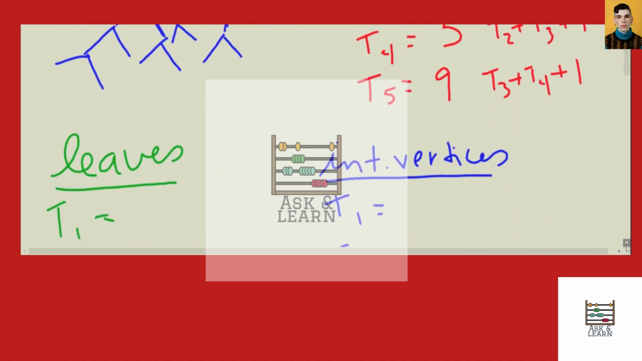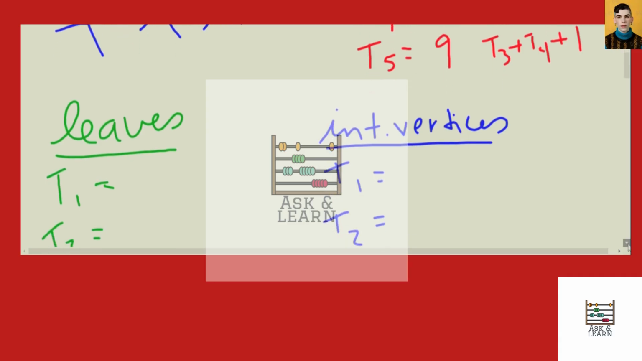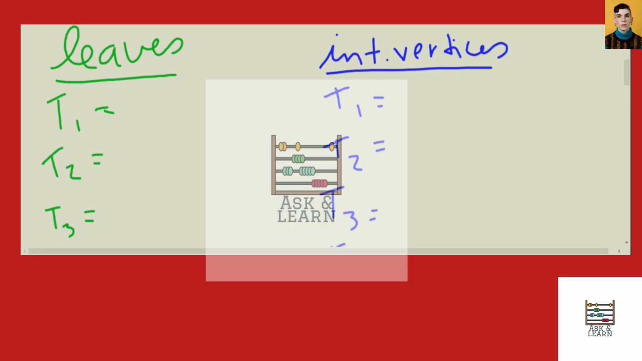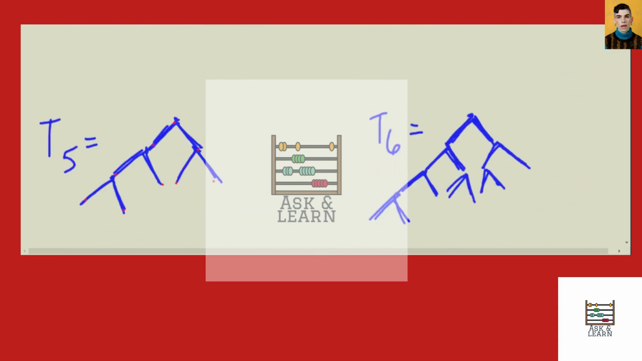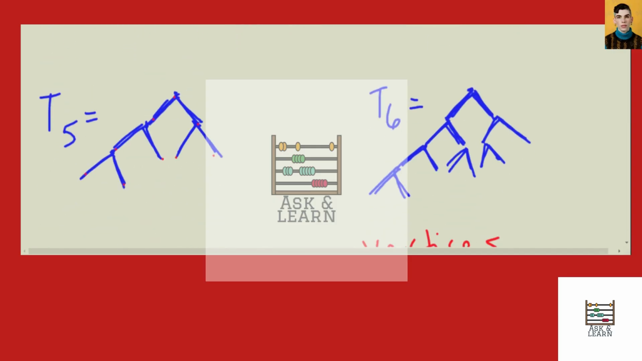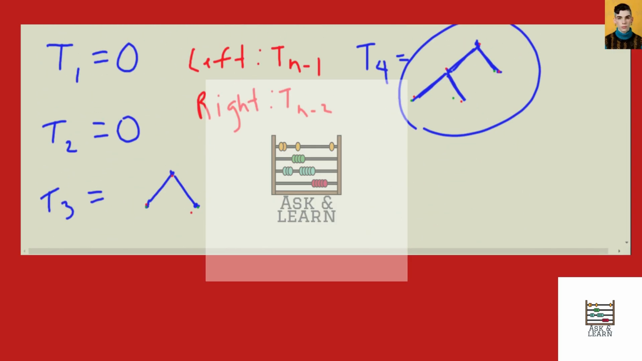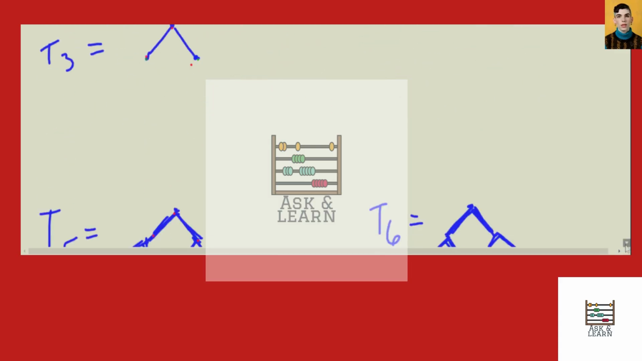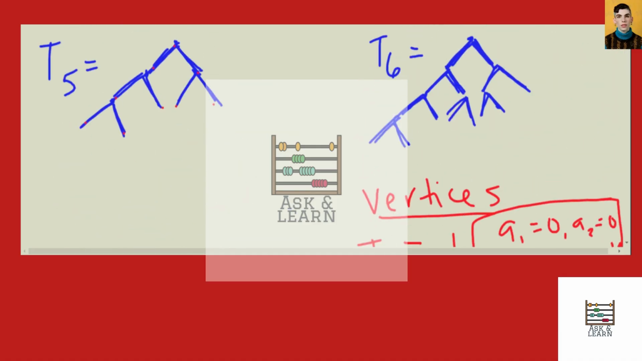Then if we go down to the leaves, we know T1 and T2 had 1 leaf each because they're single vertices. If we go up to T3, there's 1, 2 leaves. Remember, leaves are the ones that do not have children. T4 has 1, 2, 3. So 2 and then 3. And then if we go up to T5, we have 1, 2, 3, 4, 5.